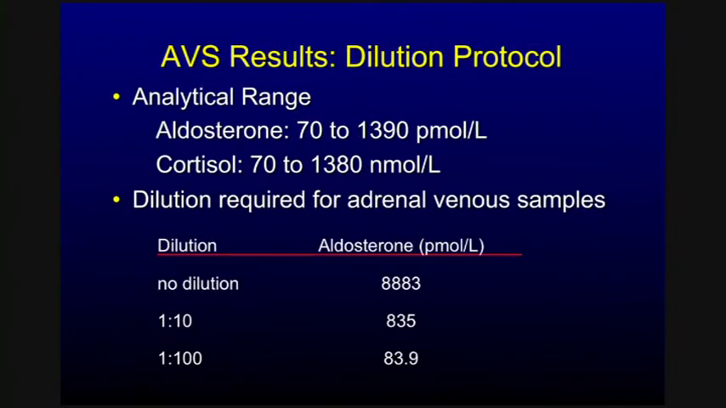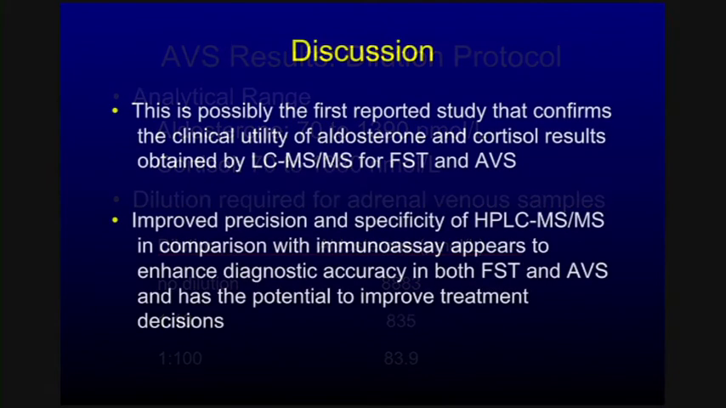As you can see, for the analytical range of aldosterone, 70 to 1390 picomoles per litre, cortisol 70 to 1380 nanomoles per litre. So for some adrenal venous sampling results, you're going to need to dilute your samples to get them on the board. And here you can see an example of where a sample was diluted 10-fold and 100-fold, and there was very nice linearity between those measurements.